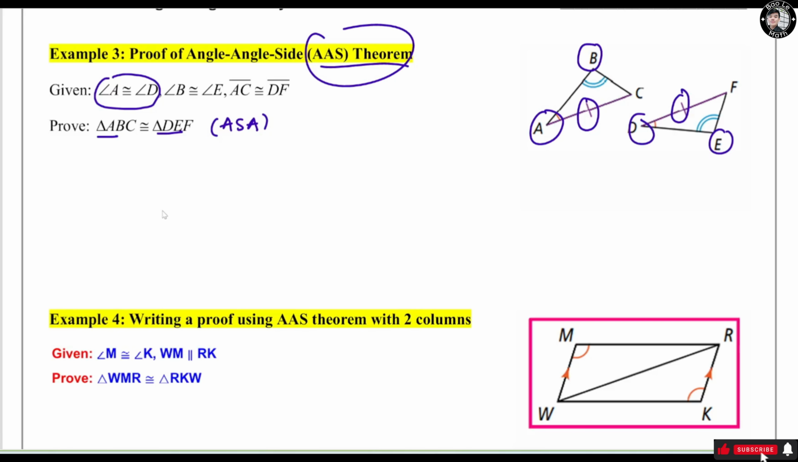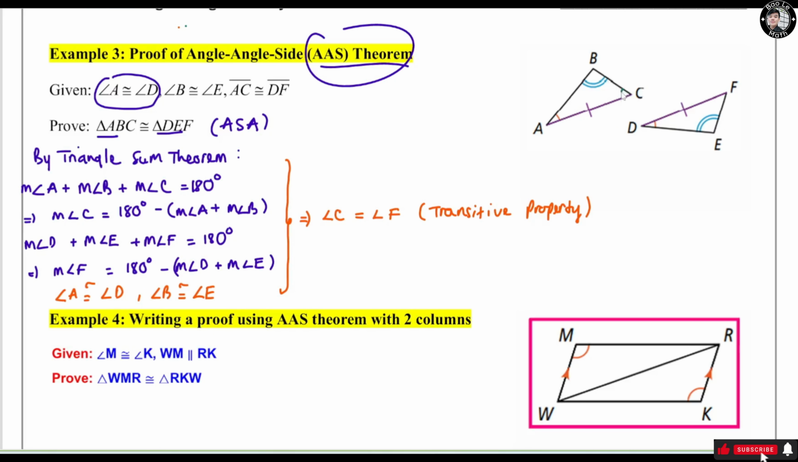We're going to start with the Triangle Sum Theorem. In triangle ABC, angle A plus angle B plus angle C equals 180 degrees. Then angle C equals 180 degrees minus angle A and angle B. Similarly, angle F right here equals 180 degrees minus angle D and angle E. But angle A is congruent to angle D, and angle B is congruent to angle E. So by the transitive property, you can conclude that angle C is congruent to angle F.